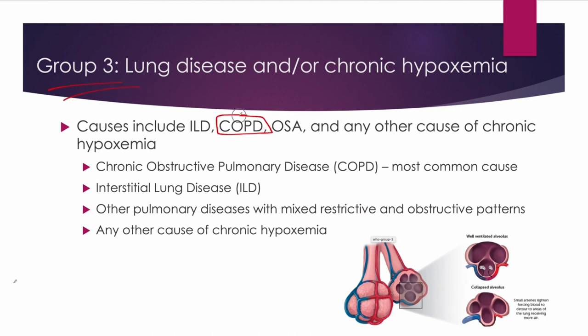COPD is the most common cause. You also have some obstructive sleep apnea, chronic hypoxemia, any type of restrictive obstructive pattern, and interstitial lung disease, which we just talked about. In this process, you have problems within the alveoli, right? Problems where they start collapsing. The body's mechanism for dealing with alveoli that aren't really conducive to diffusion of oxygen is to clamp down the blood supply around that alveoli. When you clamp down the blood supply on that alveoli, it shunts blood to other parts of the lung.